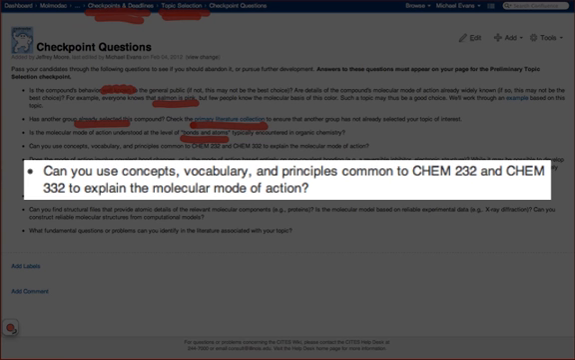The fourth question, which is somewhat related to that, says, can you use concepts, vocabulary, and principles from 232 and 332 to explain the molecular mode of action? So, mechanisms that deal with topics that we don't touch on or that aren't organic in nature, you'll want to avoid. And while you're examining, for instance, the literature for a potential topic, you'll want to think about how it relates to the content of 232 and 332. The primary literature collection includes a column that mentions some lessons that are relevant to each literature reference provided there.